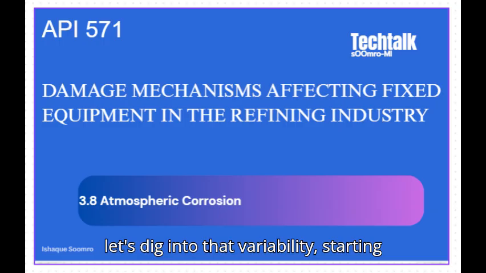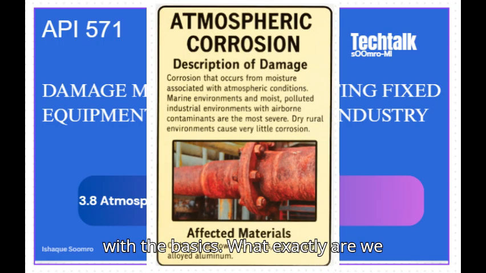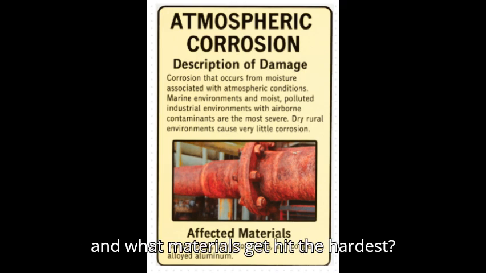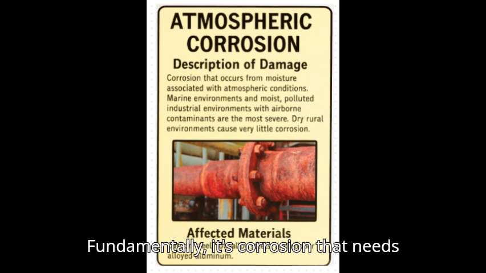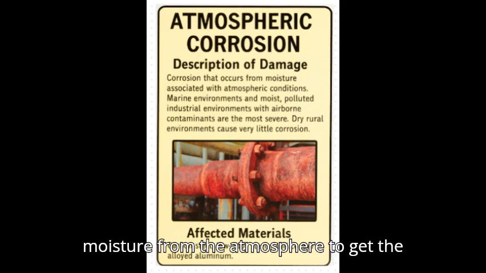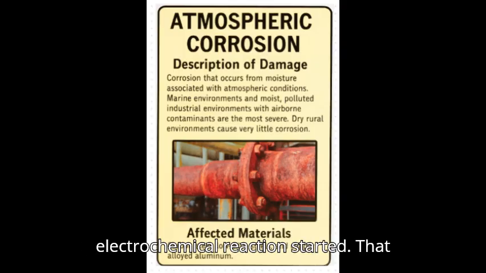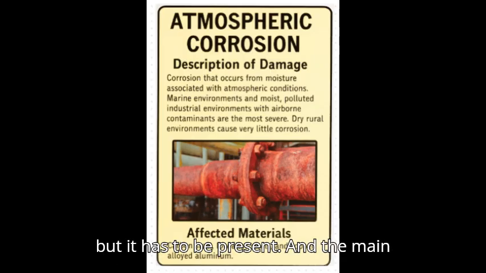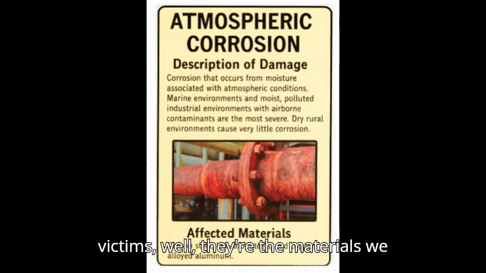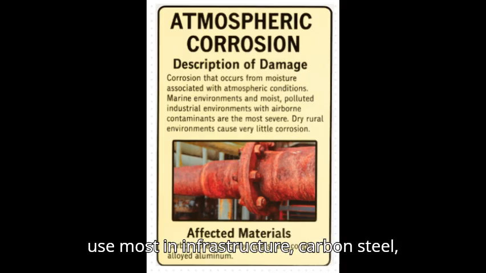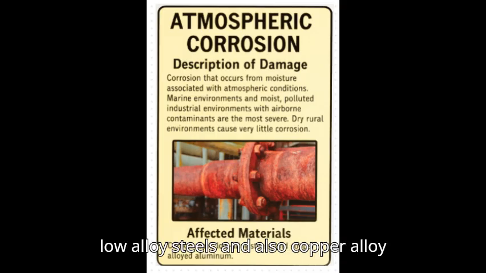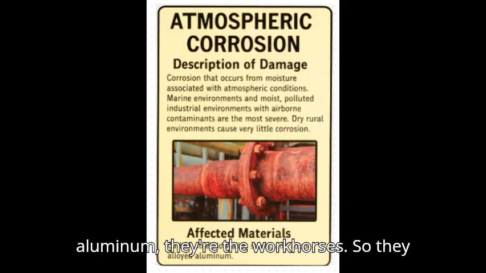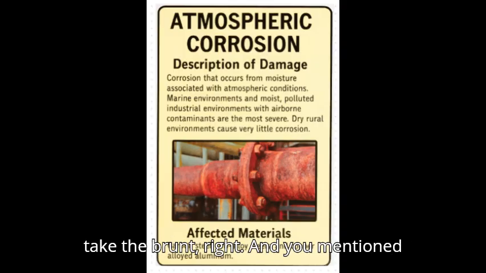Okay, so let's dig into that variability. Starting with the basics, what exactly are we talking about with atmospheric corrosion, and what materials get hit the hardest? Fundamentally, it's corrosion that needs moisture from the atmosphere to get the electrochemical reaction started. That moisture could be rain, could be dew, fog, mist, even just high humidity. But it has to be present. And the main victims, well, they're the materials we use most in infrastructure: carbon steel, low alloy steels, and also copper alloyed aluminum. They're the workhorses, so they take the brunt.